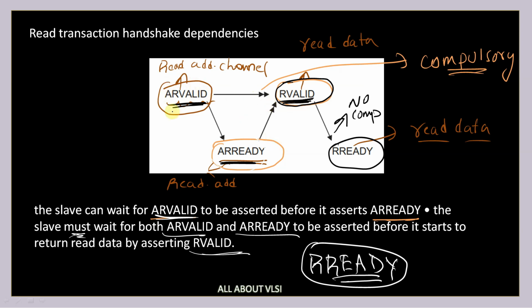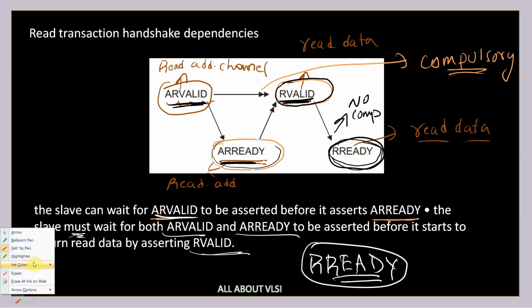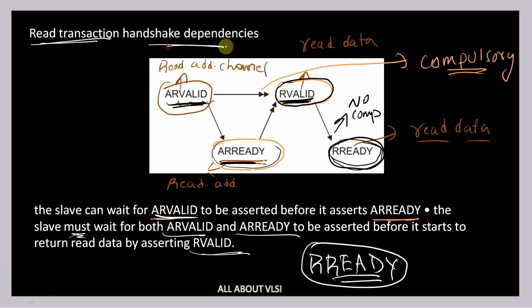Now coming to this R valid signal, this should be asserted to 1 if and only if your AR valid signal is equal to 1 and AR ready signal is equal to 1. And coming to this R ready signal, it can be high before your R valid signal is equal to 1, or it can be high after your R valid signal becomes 1. This is the condition which we need to follow in the case of your read transaction handshake.